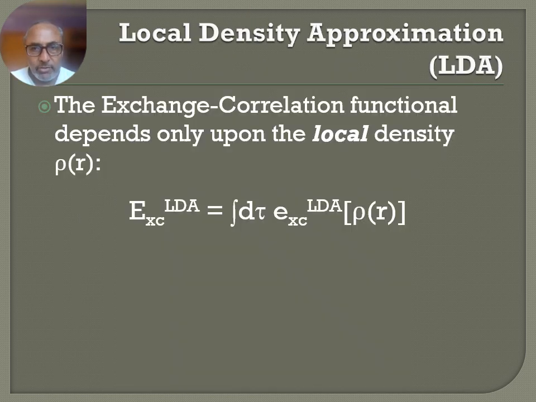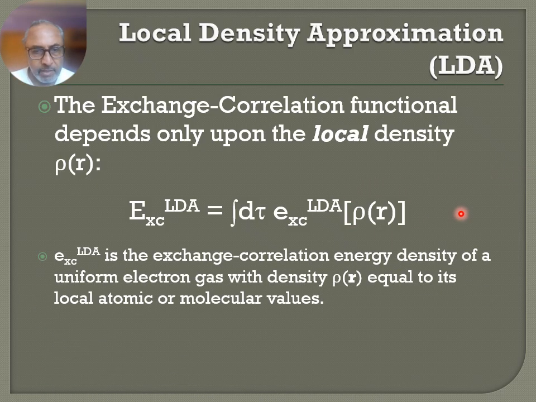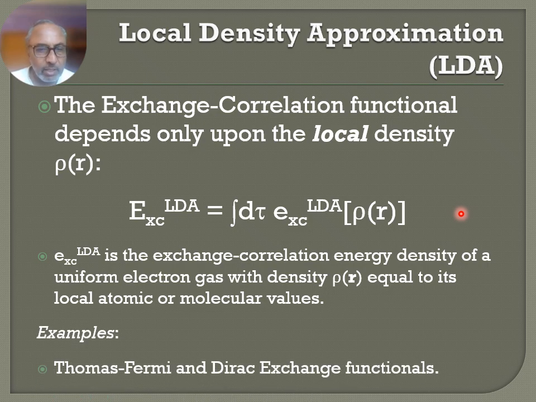So local density approximation or LDA functionals have this general form, that is, the exchange correlation functional depends only upon the local density rho of r. The examples are the Thomas Fermi kinetic energy and the Dirac exchange functionals that we have already seen.